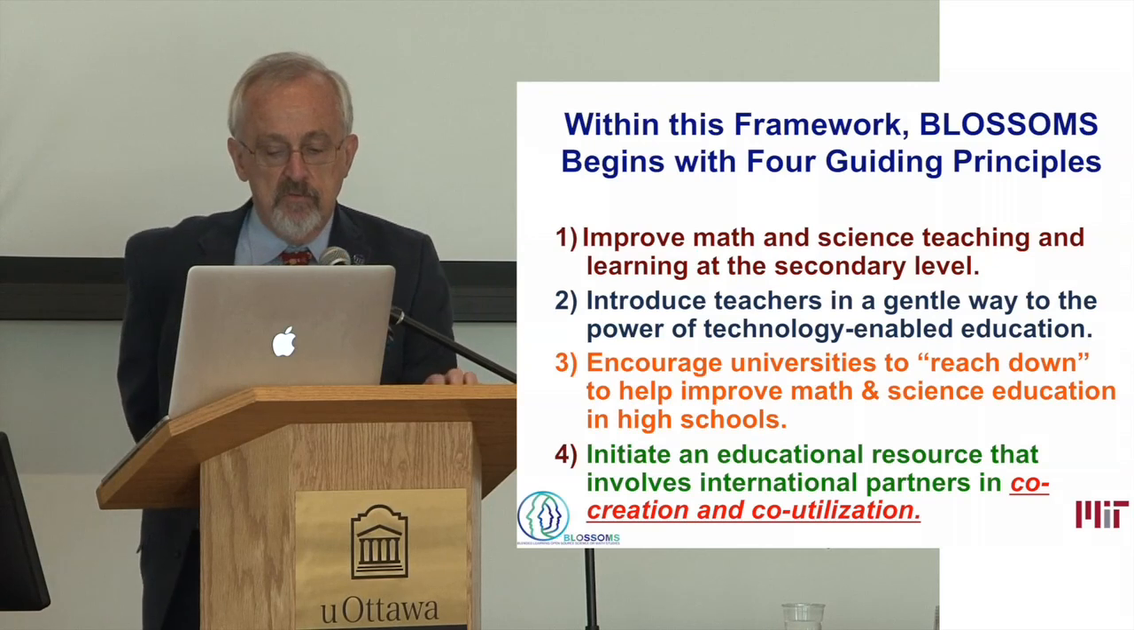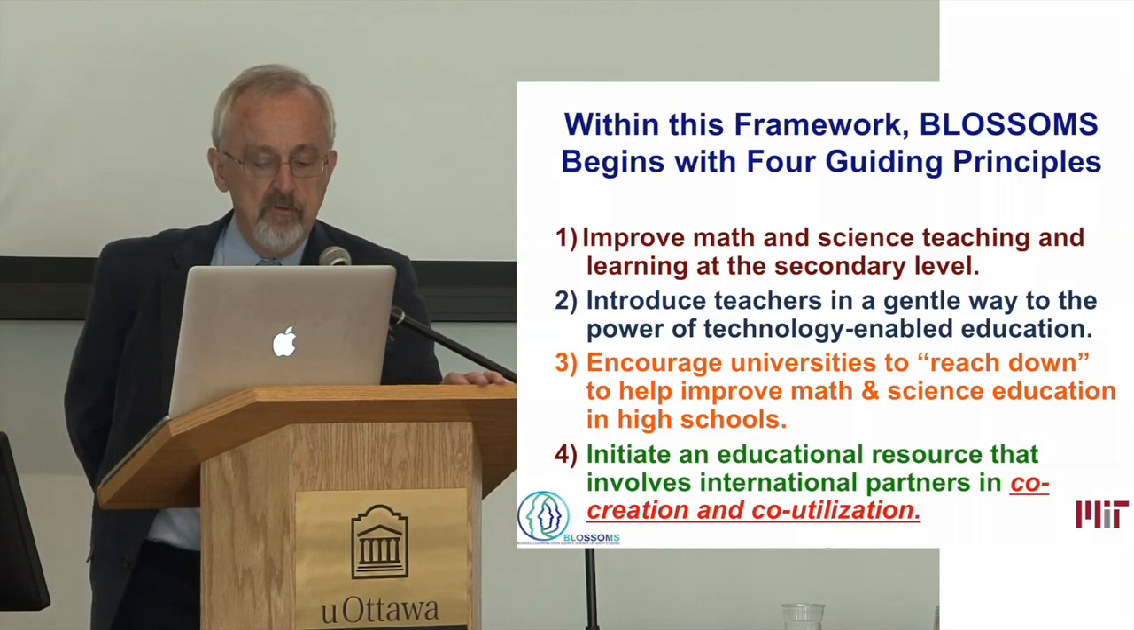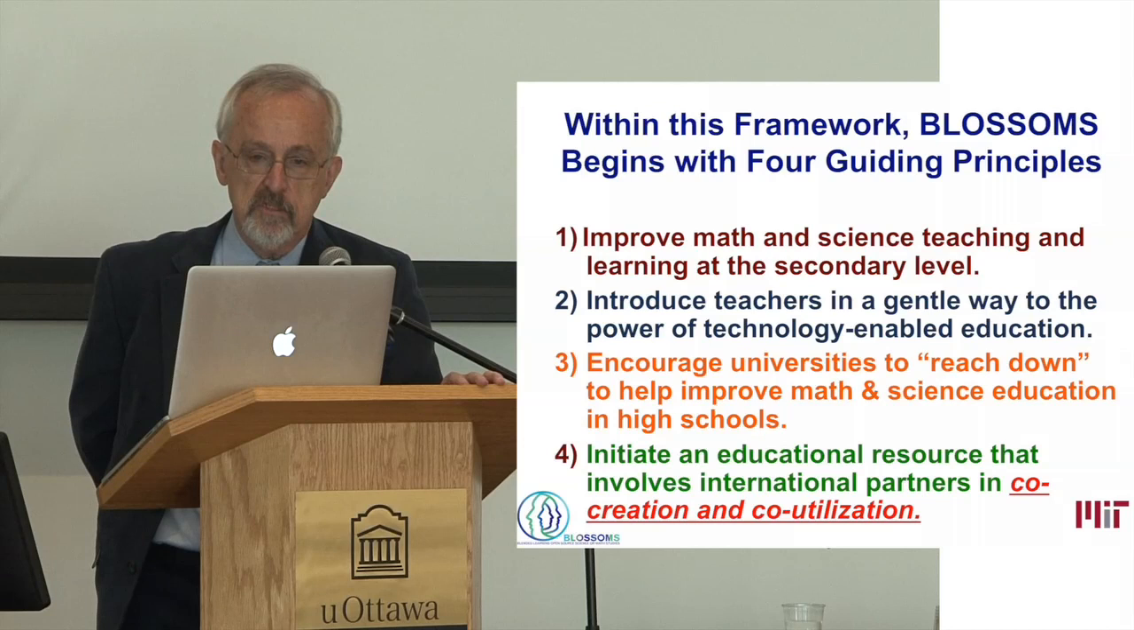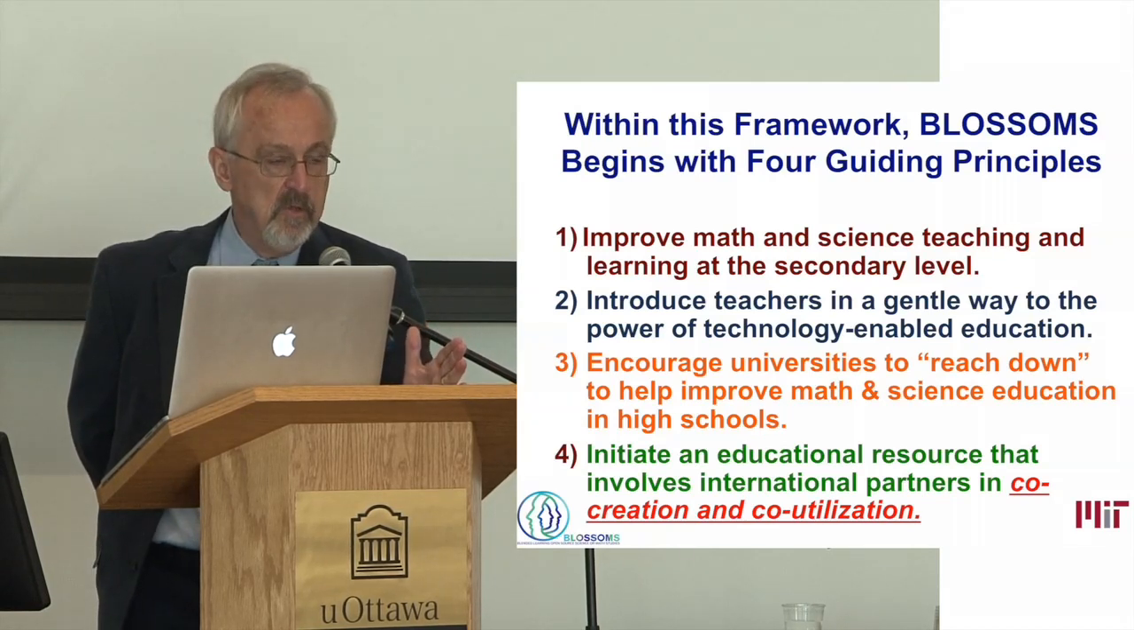We want to encourage universities to reach down to help improve science and math education in high schools. If you look at it from a systems point of view, the input to the freshman class in any university, including the University of Iowa, is the output of high schools. And for universities to ignore high schools, particularly if high schools aren't delivering the kind of preparation for university education that they should be, if the universities ignore that, they're ignoring a fundamental systems input into their own system.